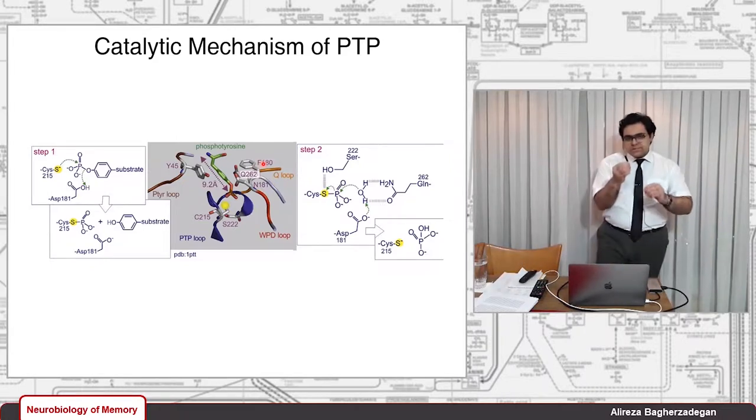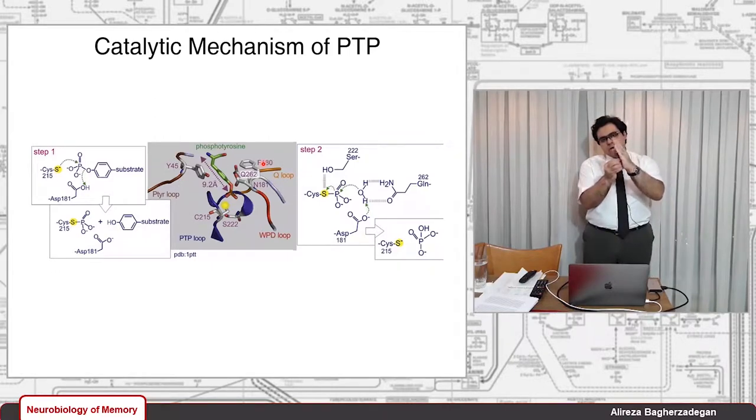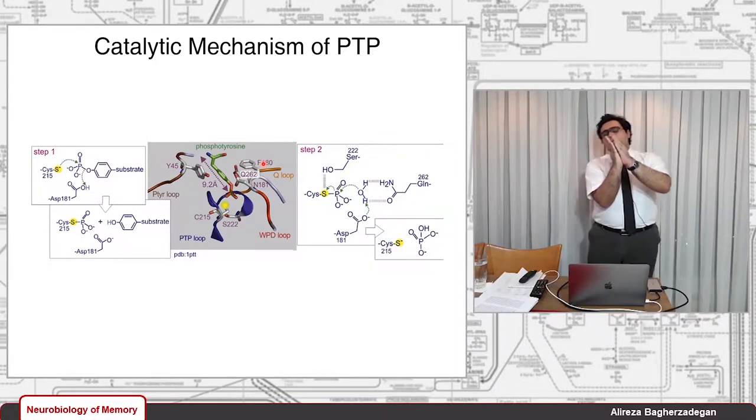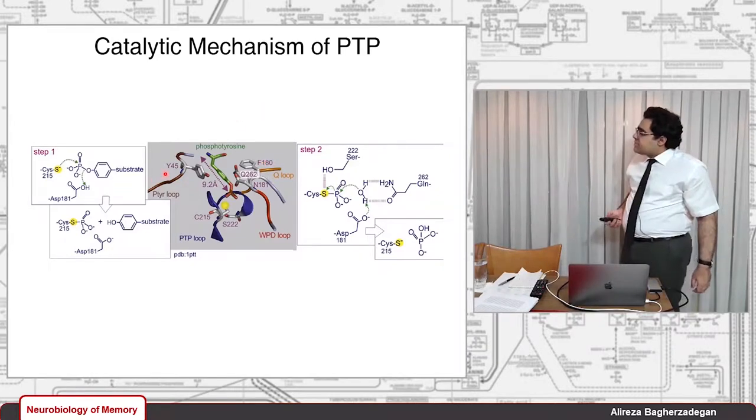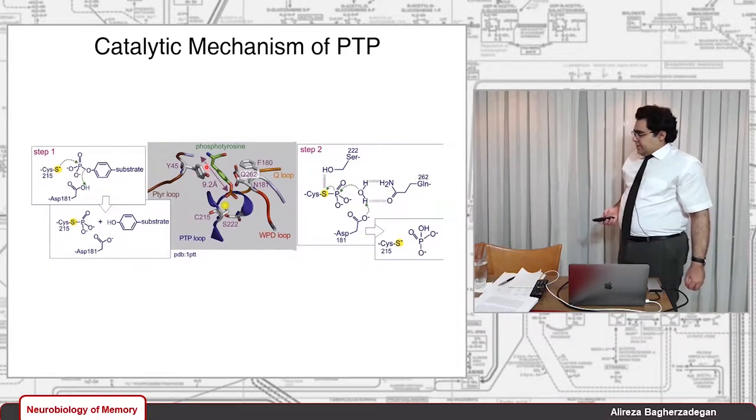So we have a phosphotyrosine as a substrate. This phosphotyrosine is aligned and sandwiched between the tyrosine amino acid and also a phenylalanine amino acid. And this tyrosine 45, okay, this one actually is responsible for creating this depth, which is 9.2 angstroms, okay?